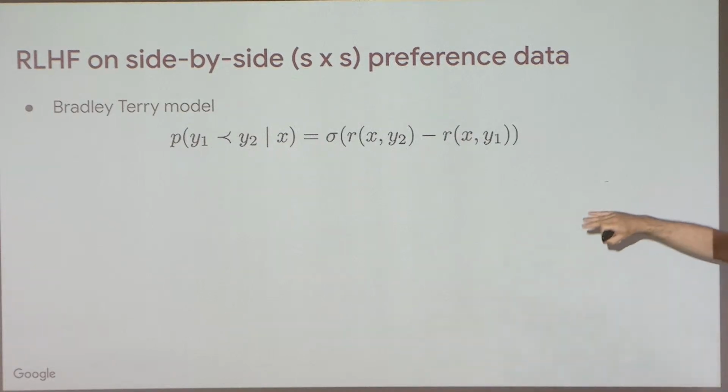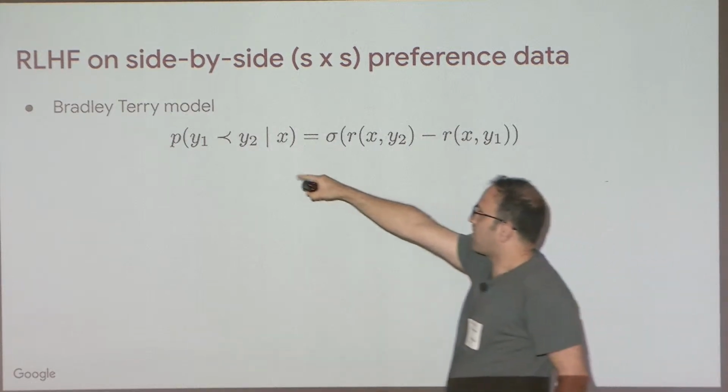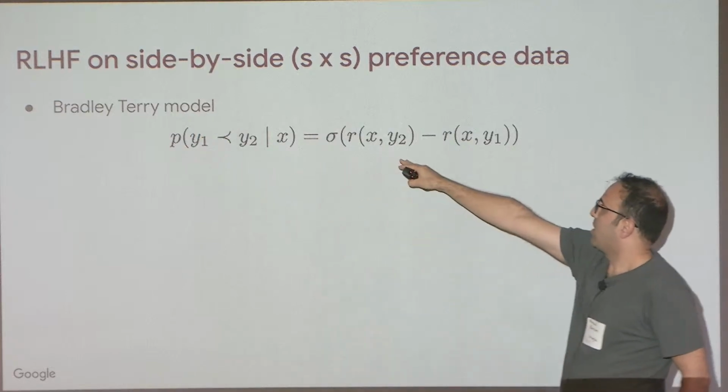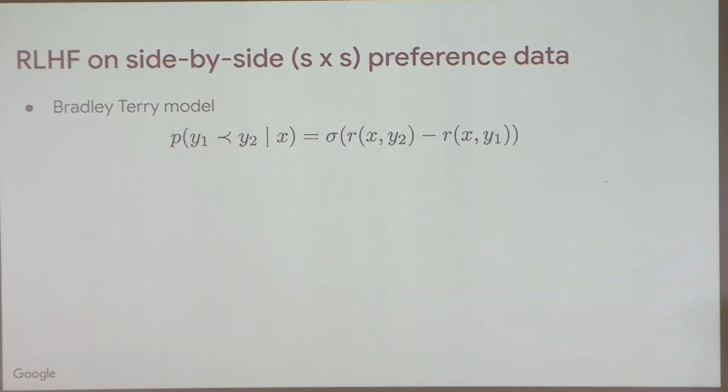So this is the Bradley-Terry model. I think it was talked about quite a bit, so I'm going to try to skip these parts a bit. It basically determines that the probability that response y2 is preferred over y1 is going to be a sigmoid function of reward of x and y2 minus reward of x and y1.